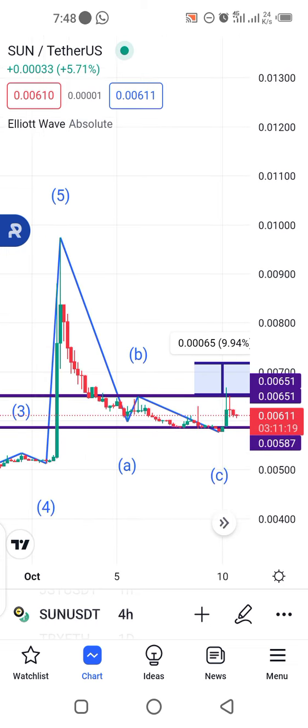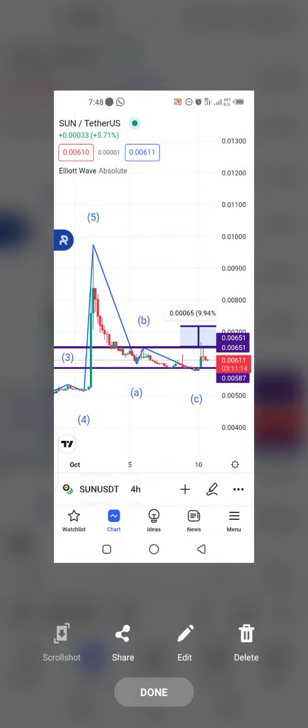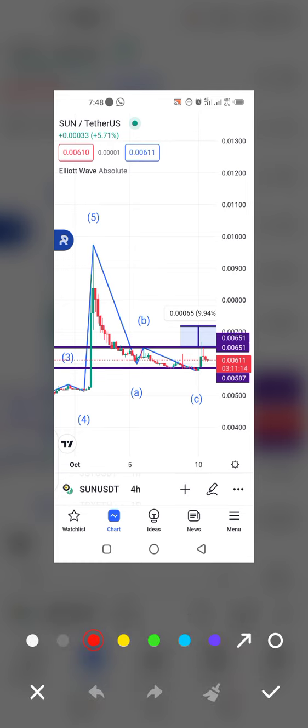A is a downward trend. I hope you can see very clearly. A is a downward trend. From here to here, it is A. From here to here, it's B. And from here to here, it is C.